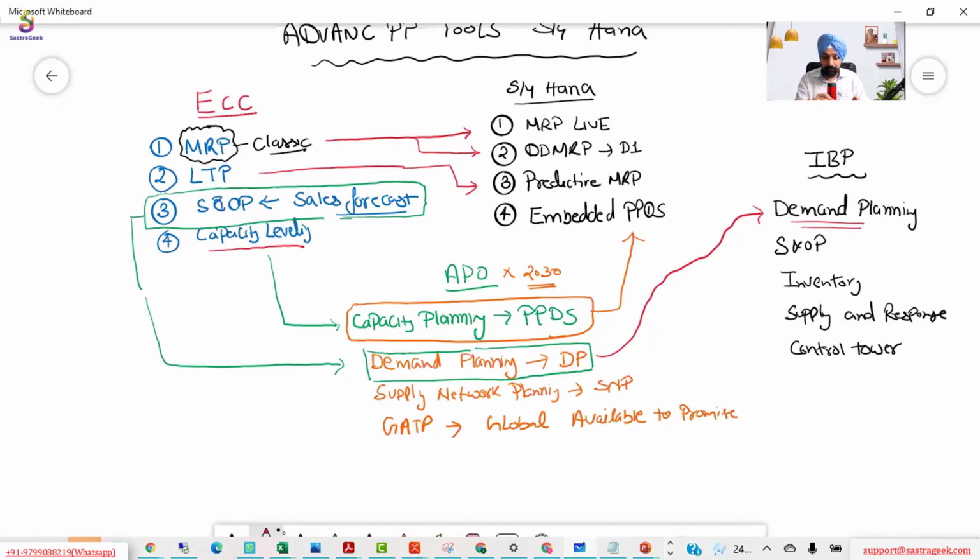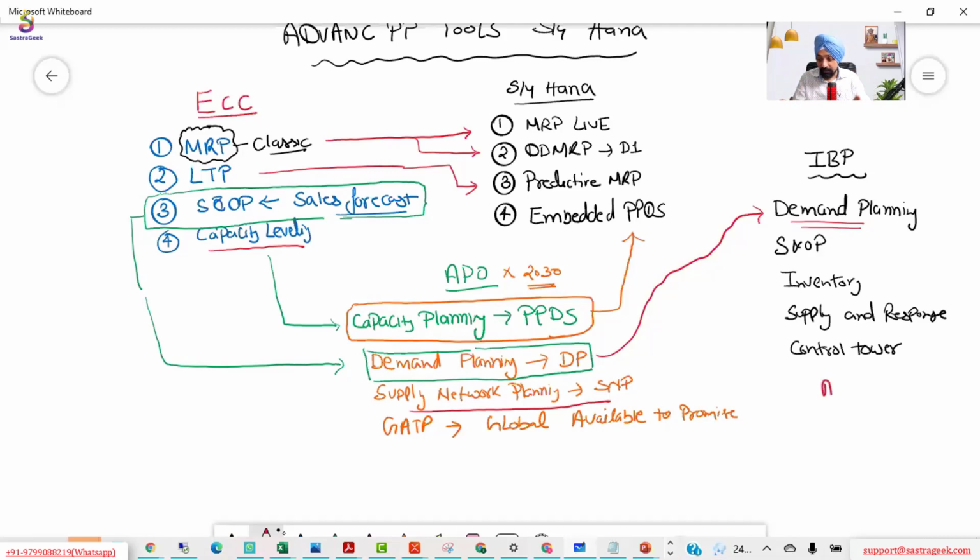S&OP we have discussed. Capacity leveling we have discussed. Okay. Then another thing is supply network planning. You can see here the supply network planning. Supply network planning is basically for cross-plant planning situations which MRP cannot handle. MRP cannot identify. It doesn't have heuristic runs or the complex algorithms which are required, where you need to decide if two plants can supply to a third plant.